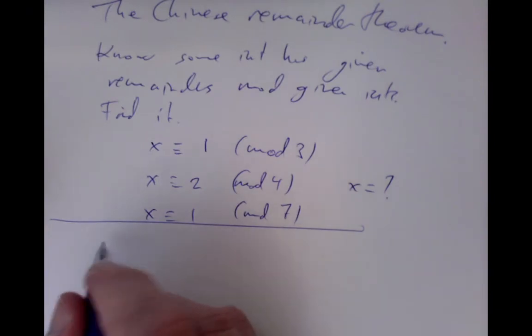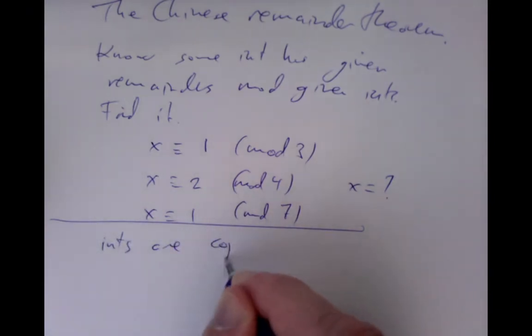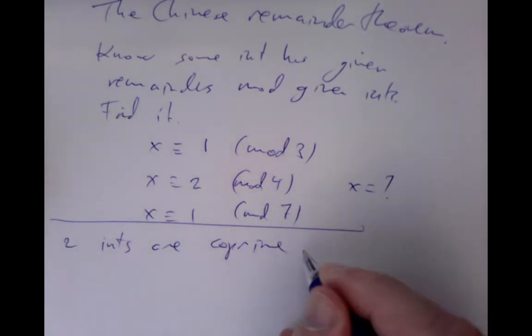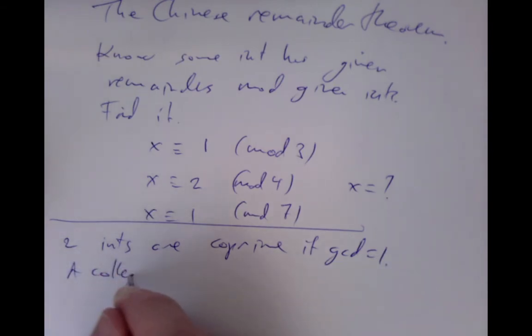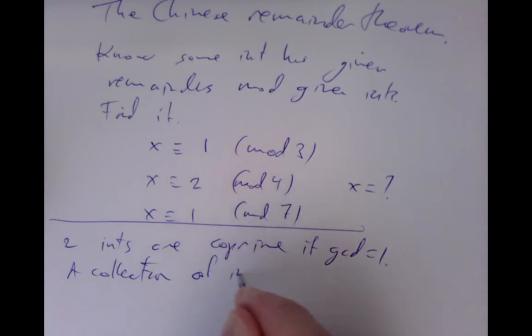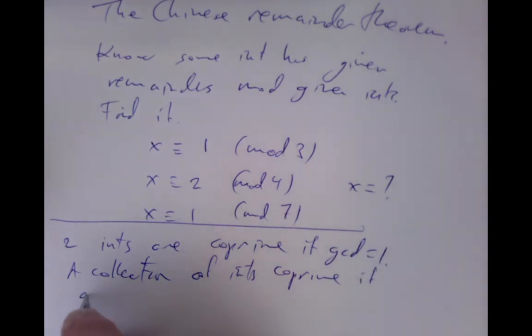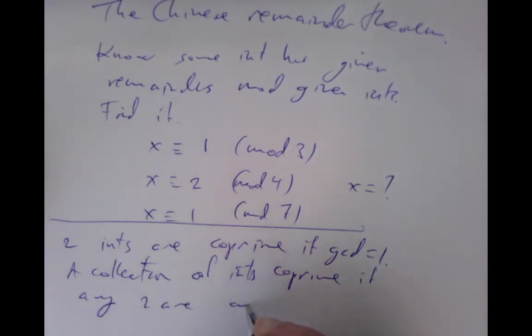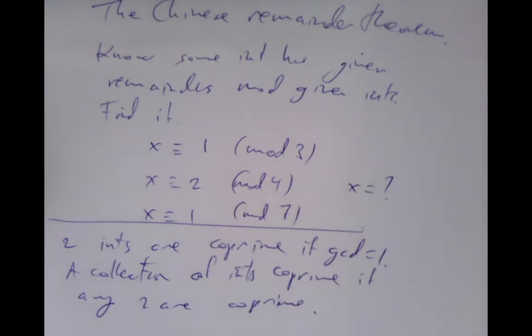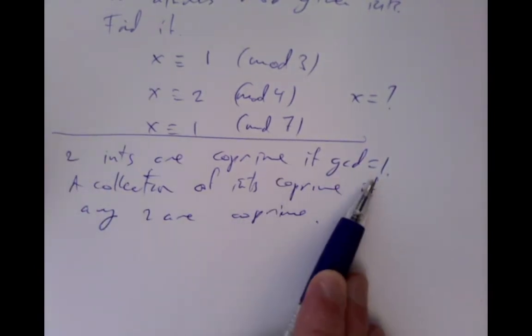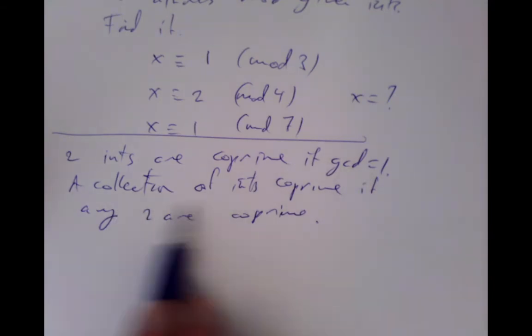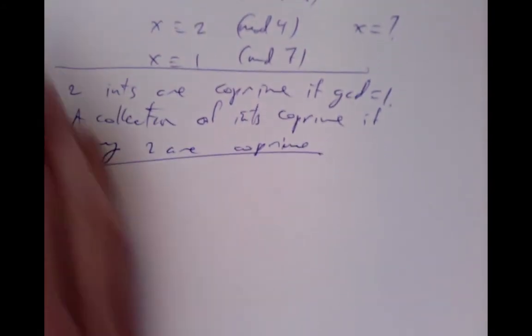It's convenient to say that two integers are coprime if their GCD is 1. And then if we have a whole bunch of integers, we say that they're coprime if any two are coprime. So that's the term coprime, which we'll use a lot. In other words, two integers shouldn't have any common factor, and for many integers, no two have any common factor.